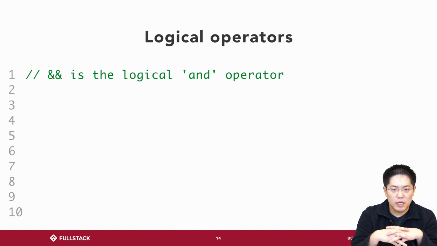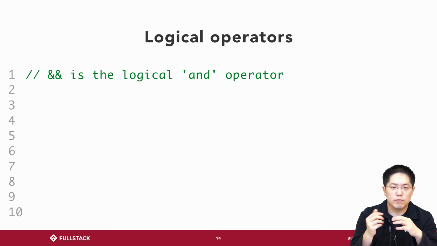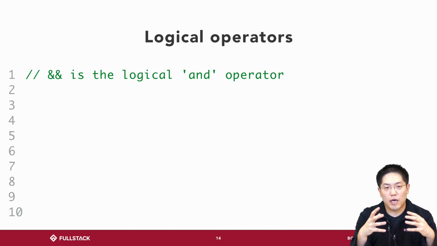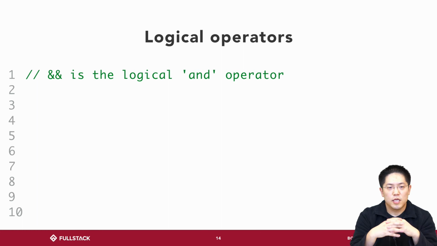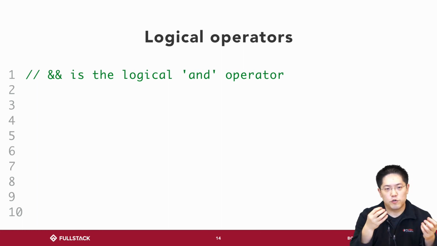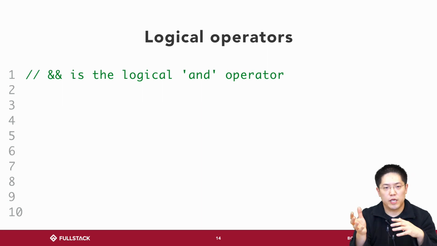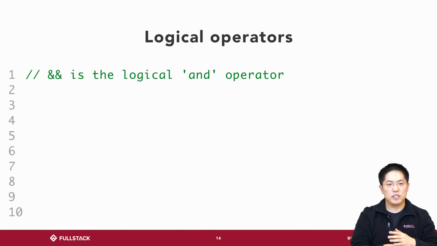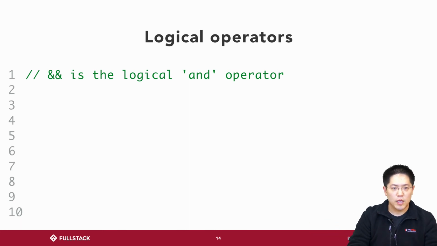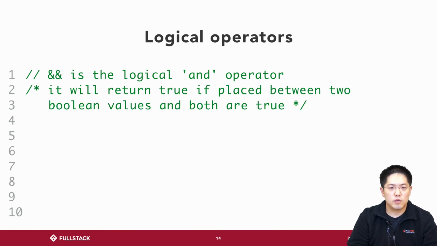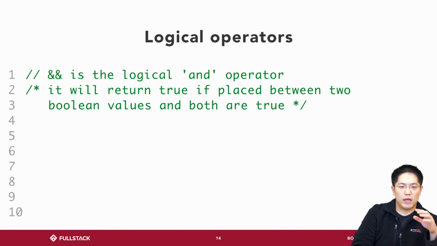Right, the next thing we want to talk about is logical operators. It sounds like a heavy topic, but logical operators are just different ways we can combine true-false logic. We call this kind of logic Boolean algebra, and the idea is that we only have true or false, not a continuous spectrum of what can be true. In JavaScript, we have double ampersand as a logical AND operator.